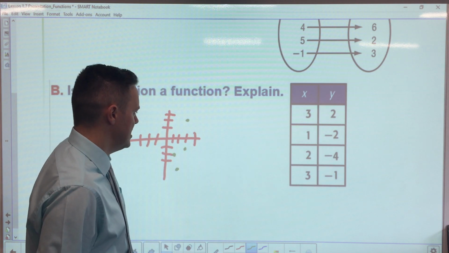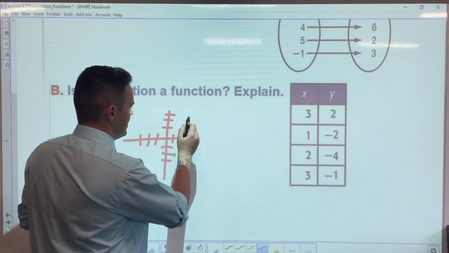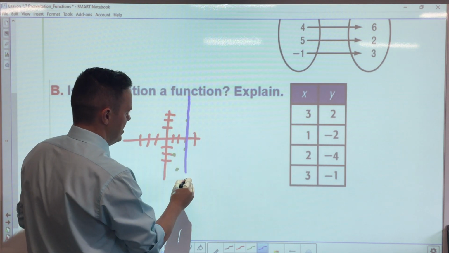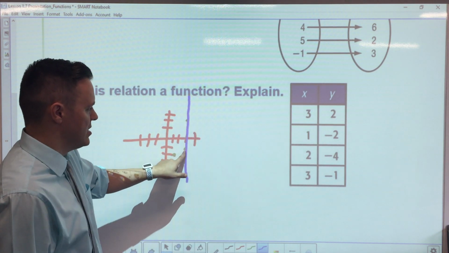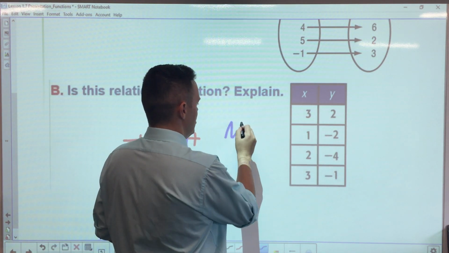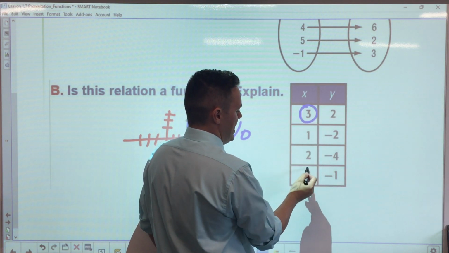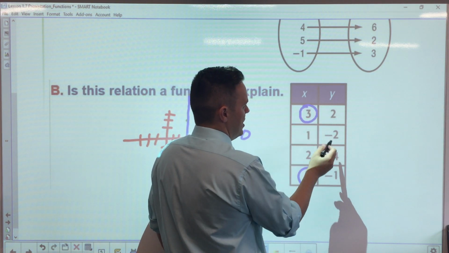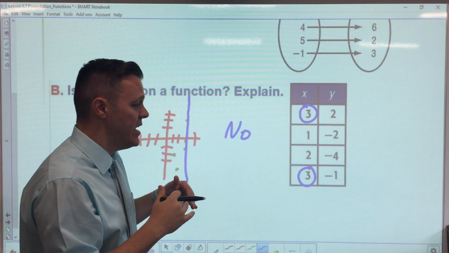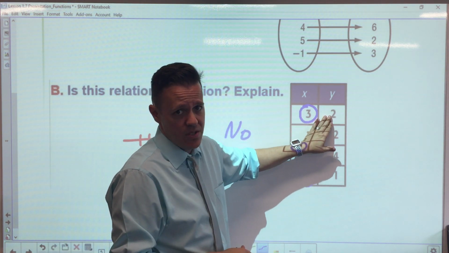So the question is, ladies and gentlemen, is this a function? Well, if I do the vertical line test and I draw a straight line, how many points does this cross? It crosses 2. So, is this a function? The answer is no, it is not. And the reason is, remember, for every one domain, you have to have a different range. Remember, it has to be one domain to a range.